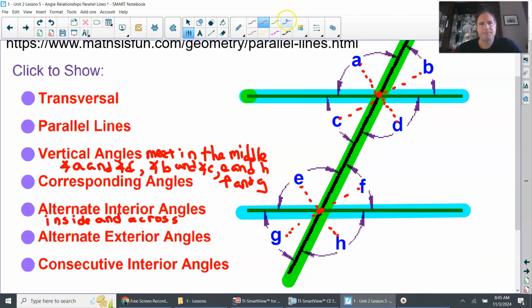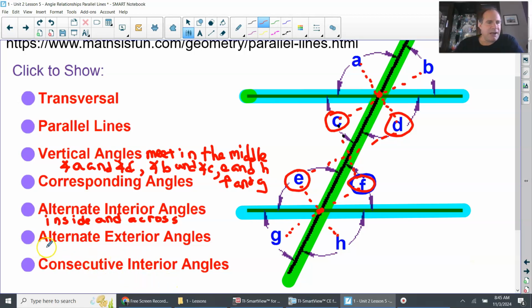C and F. They're inside the parallel lines, right there and there. Right across from each other and inside, just like this. And then D and E, inside and across from each other.